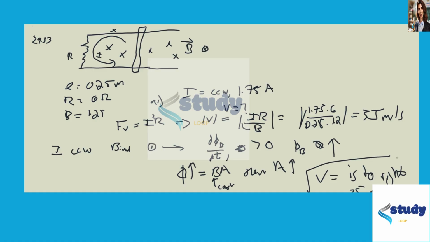Awesome, because we're having an increasing flux, so the A has to get bigger, and the area of this must get bigger if V is going to the right. Cool.